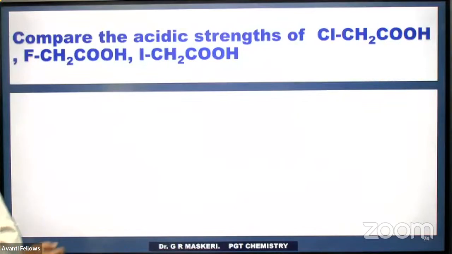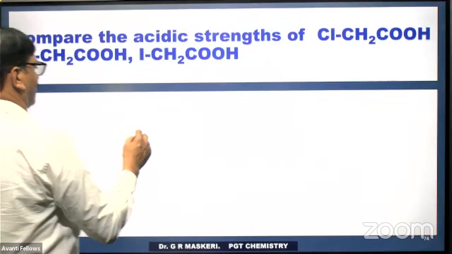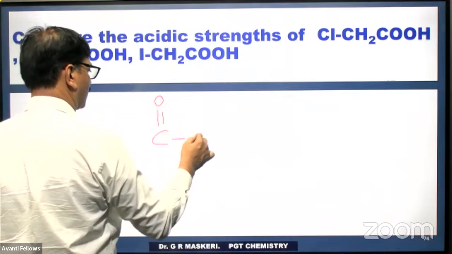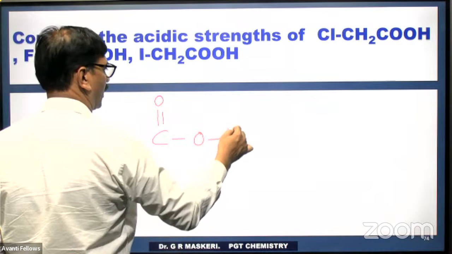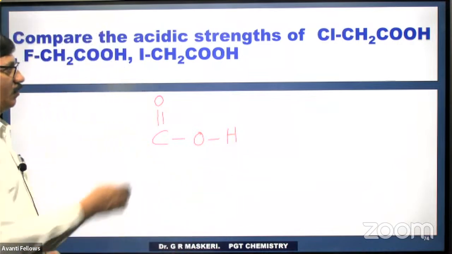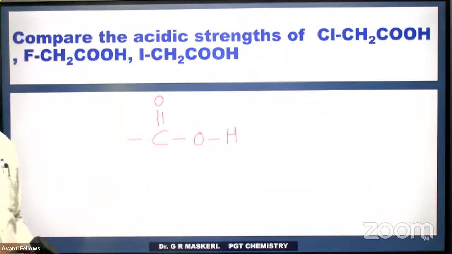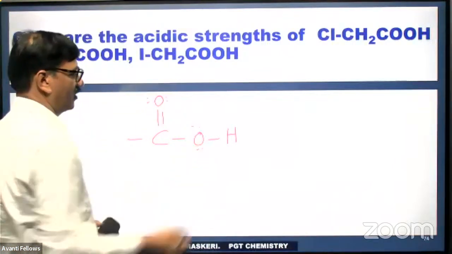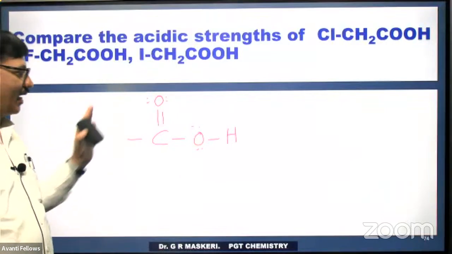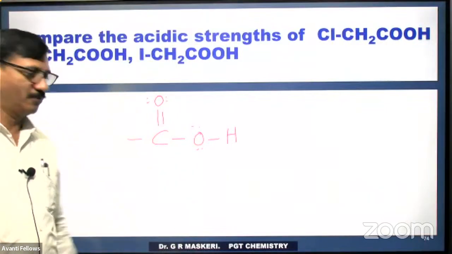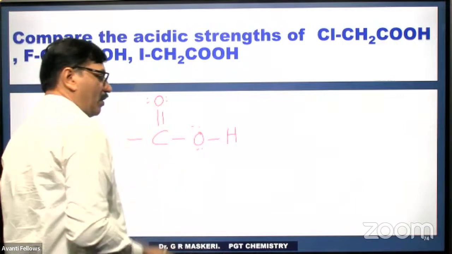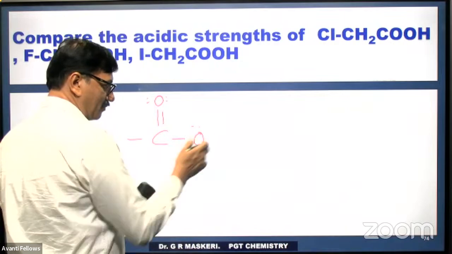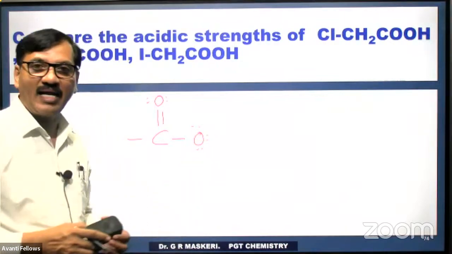Acidic strength. Now look at this. This is COOH, carboxylic acid. If you draw everything, this is the alkyl group on this side and COOH on the other side. Now, if COOH gives away an H plus ion, then these electrons will remain here. This is called the carboxylate ion.